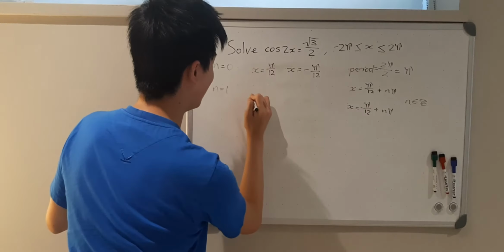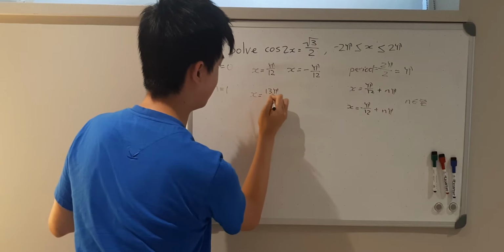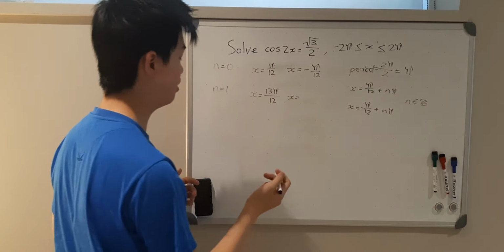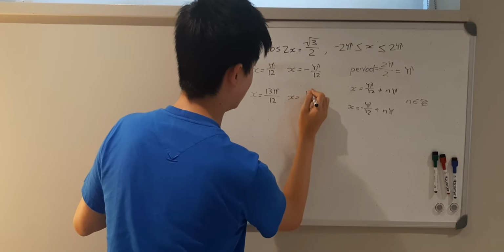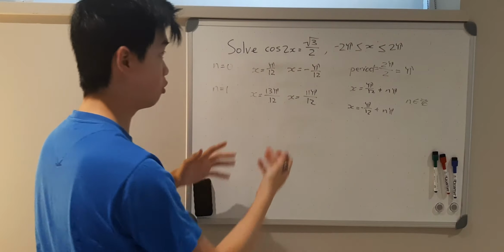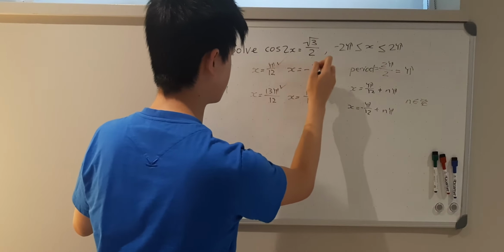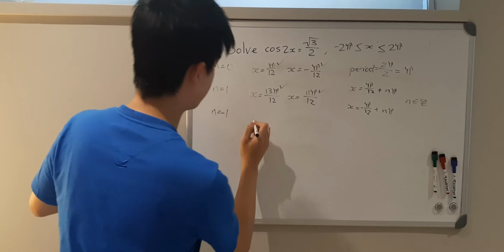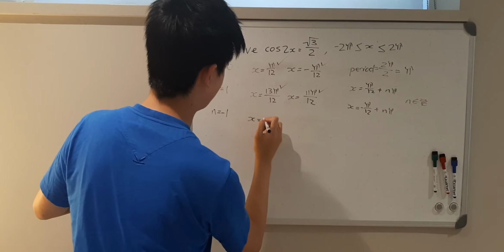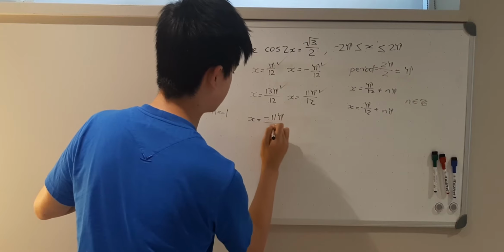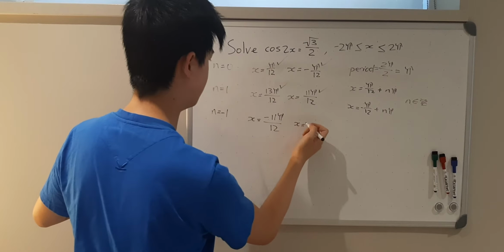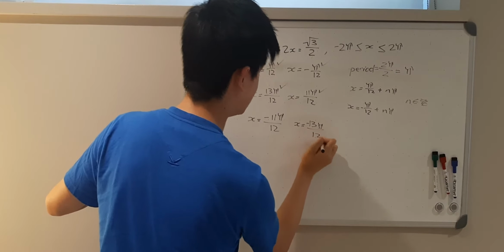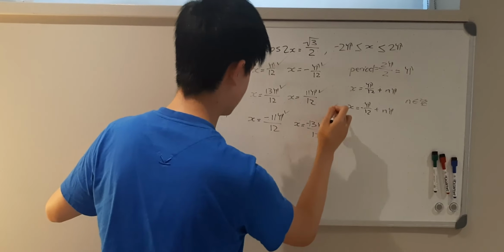Okay, so x will equal 13 pi over 12. We're just adding 12 pi over 12. Then over here, if we add 1 pi, that would be, I believe, 11 pi over 12. So these are within the domain, so these also work as solutions. How about, let's try n equals minus 1. So we'll find minus 11 pi over 12, and x equals, I believe that would be minus 13 pi over 12, and these are also within the domain, so these do count.